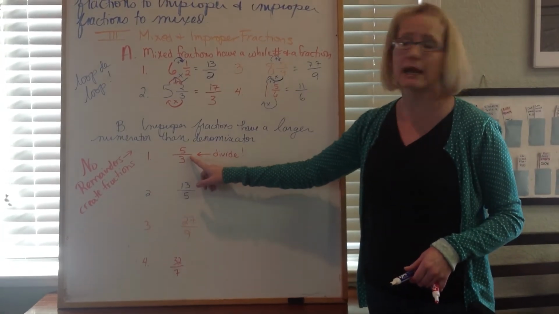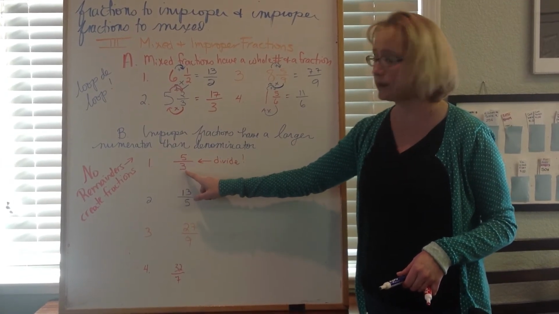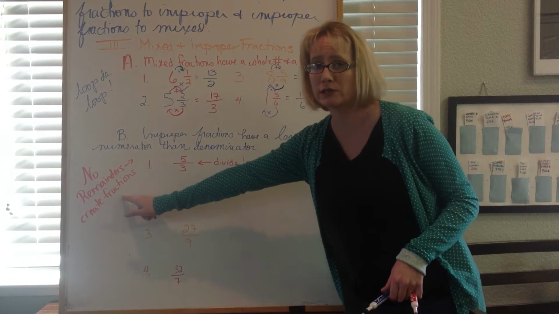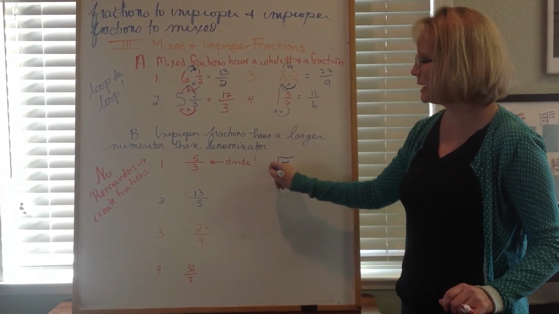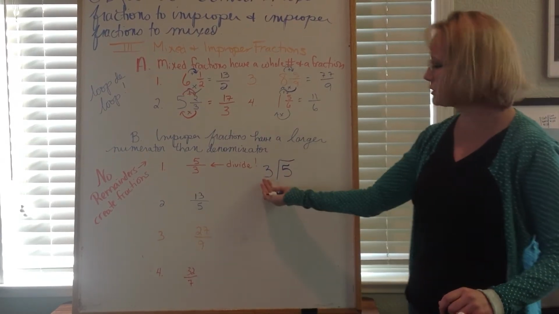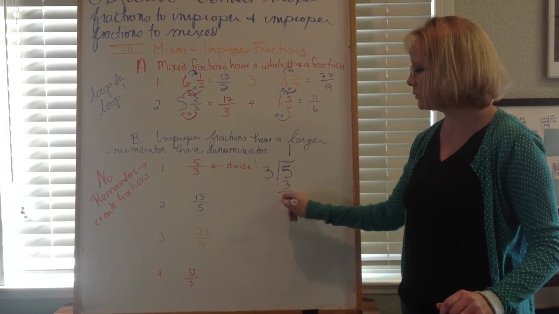So I want you to remember that this line just means divide. This says 5 divided by 3. Another reminder, there's no remainders in 6th grade, okay? So we have 5 divided by 3. How many times can 3 go into 5 evenly? It goes in 1 time with 2 left over.